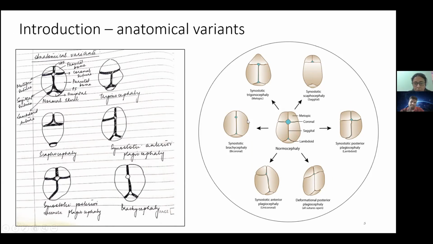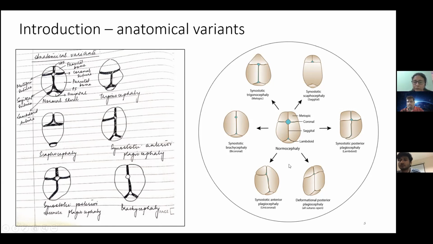This is synostotic brachycephaly, where both the coronal sutures are fused. So this is known as bicoronal craniosynostosis. Here we have synostotic posterior plagiocephaly, in which the lambdoidal suture is fused early. And here we have synostotic anterior plagiocephaly, also known as unicoronal synostosis, where one of the coronal sutures is fused prematurely. And this is deformational posterior plagiocephaly, where all the sutures are open.